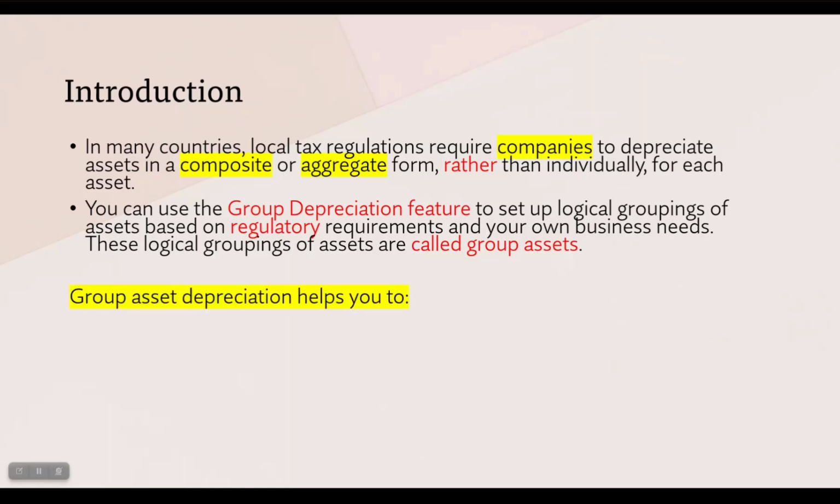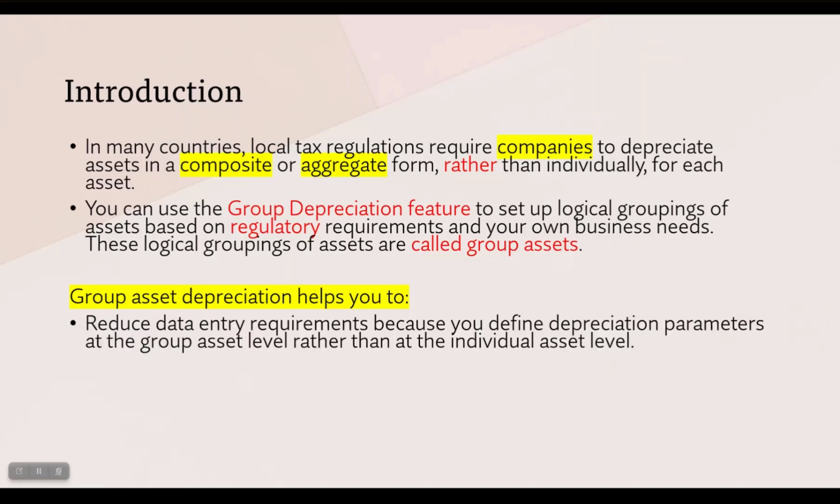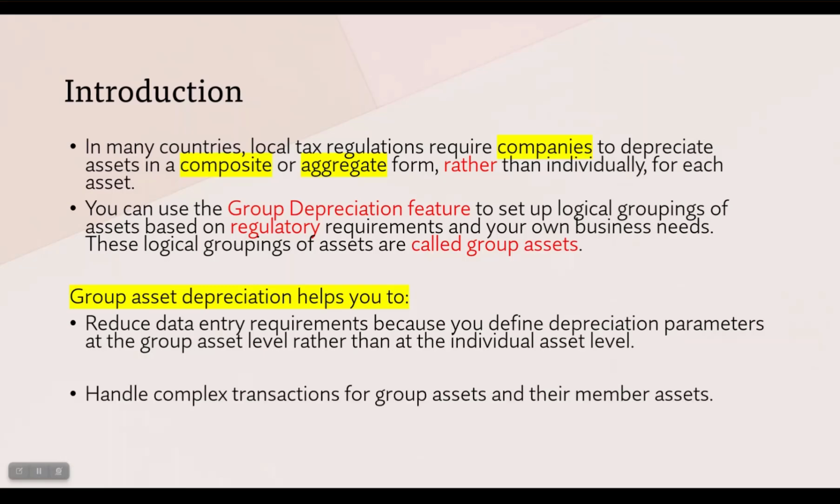Group assets depreciation helps you to reduce data entry requirements because you define depreciation parameters at the group asset level rather than at individual asset level. Handle complex transactions for group assets and their member assets. It's like a group of assets with some of the same features or asset type, the same depreciation methods under a group of assets.